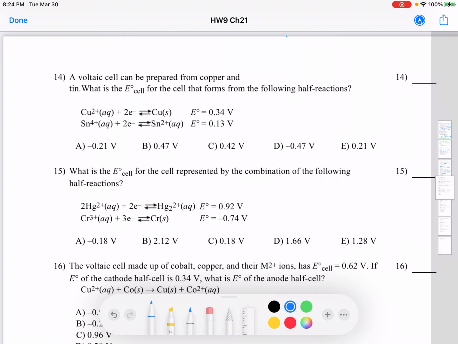Number 14. A Voltaic cell can be prepared from copper and tin. What is the E0 cell for the cell that forms from the following half reactions?